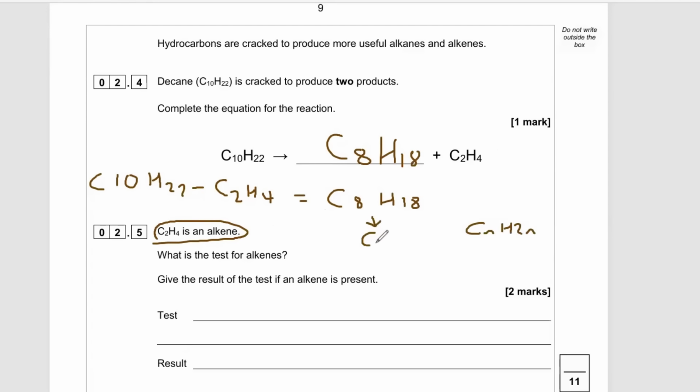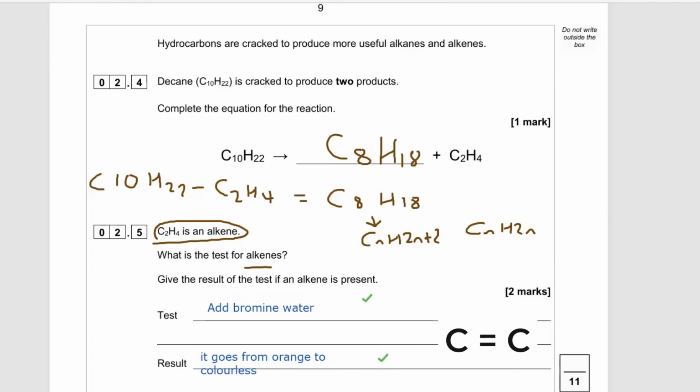What is the test for alkenes? Alkenes have the general formula CnH2n, and you have to know off by heart that alkanes have the general formula CnH2n+2. But that's not what this question is asking. This question is saying, what's the test for the double bond for the alkenes? And the test for the double bond is to add bromine water, which is orange in color, and it decolorizes. It goes from orange to colorless, or you can say it decolorizes as the bromine adds across the double bond.